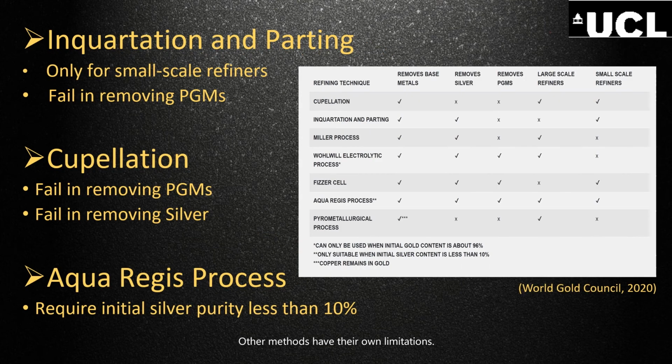Other methods have their own limitations. For example, inquartation and parting are only for small-scale refiners, while cupellation cannot remove silver and PGMs. Besides, the aqua regia process can only be used when the initial silver content is less than 10%.